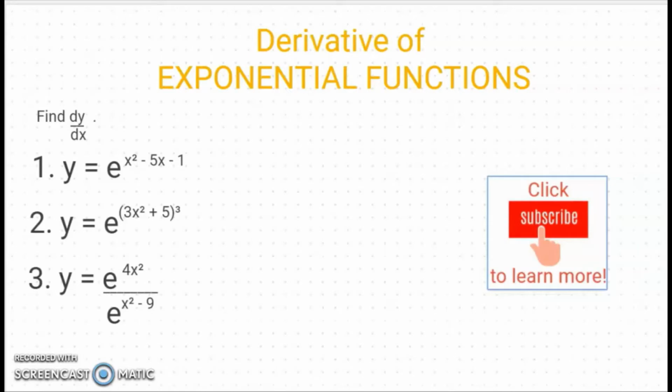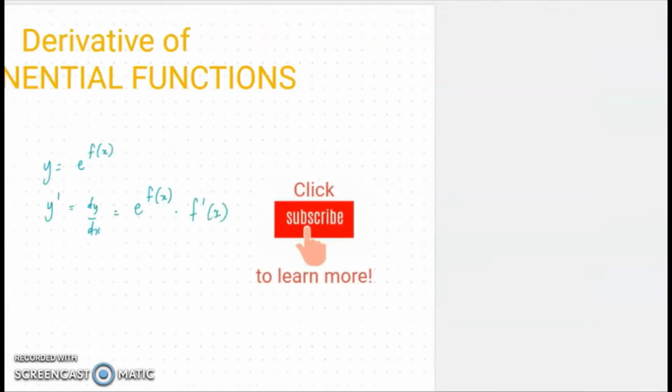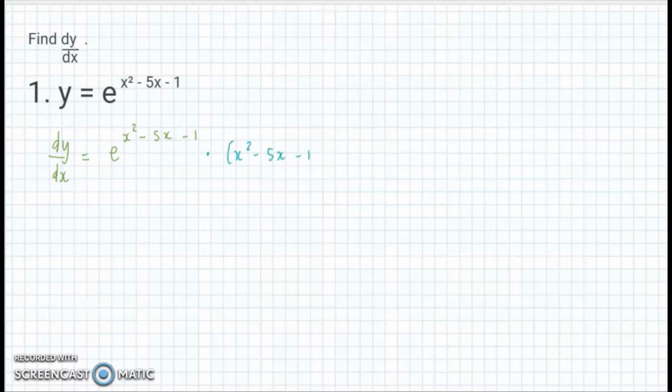Let us remember that when y is equal to e raised to a certain f of x, then y prime, or our dy over dx, is equal to e raised to f of x multiplied by the derivative of f of x. Let's proceed to our first example. We have y prime, or our dy over dx, is equal to e raised to x squared minus 5x minus 1 multiplied by the derivative of x squared minus 5x minus 1.